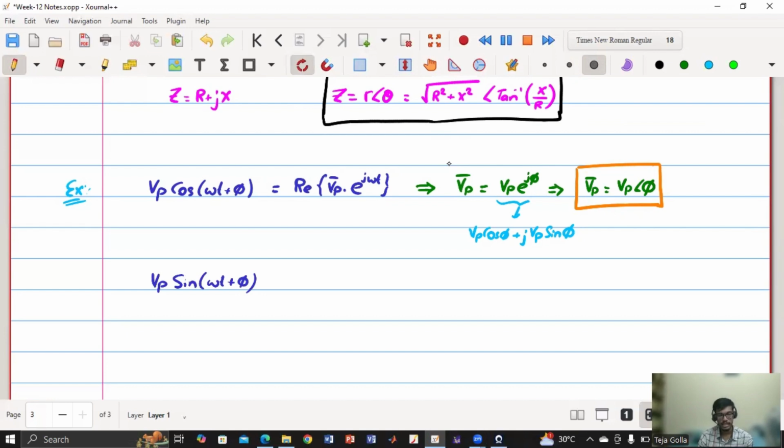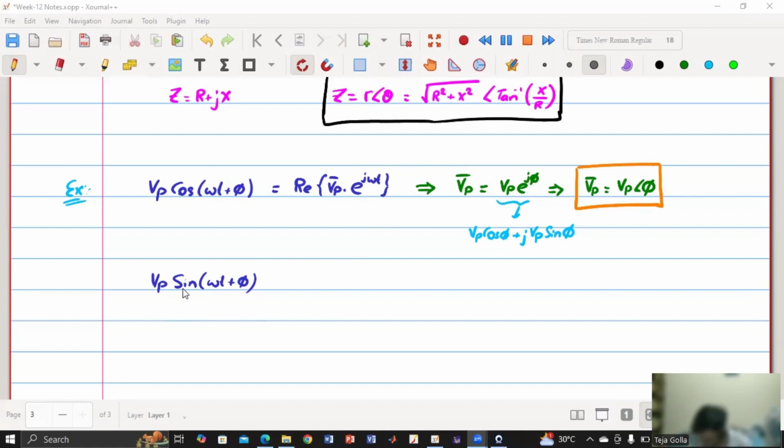Maybe e to the power minus j omega t. But if it is e to the power minus j omega t, we'll get real part of Vp bar into e to the power minus j omega t as Vp cos of minus omega t plus phi, right? But I need omega t in terms of plus, with 90 degrees, something like that. Yes, you're right.